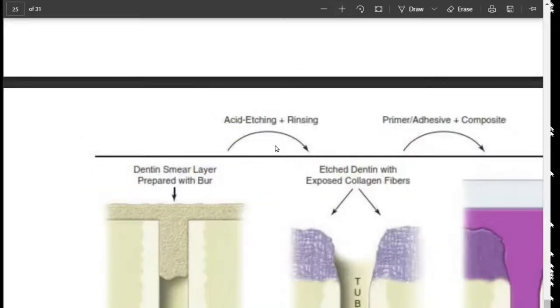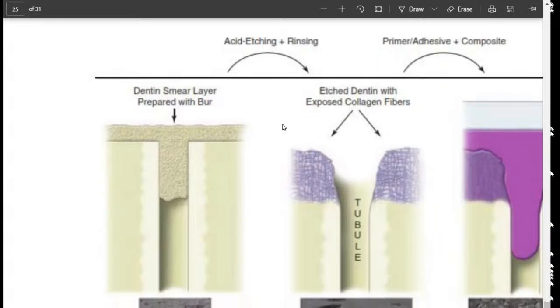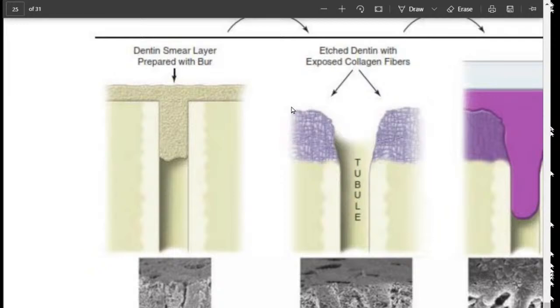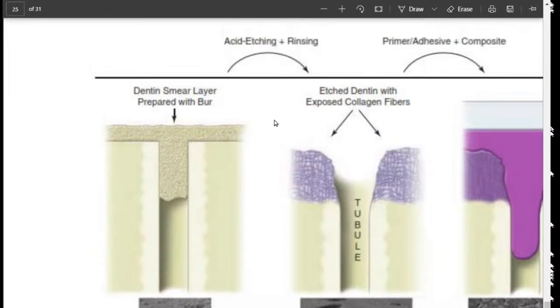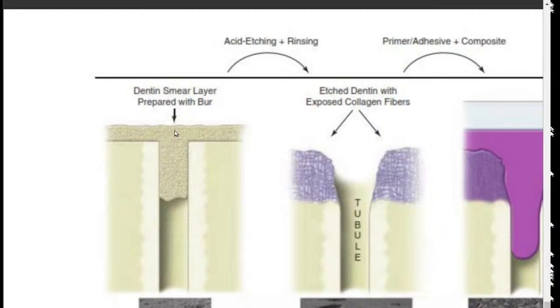This is the first step, etching resin, dentin smear layer. Here you can see the dentin smear layer, prepared with a bur. Here we can see it, which is prepared with a bur, the dentin smear layer.